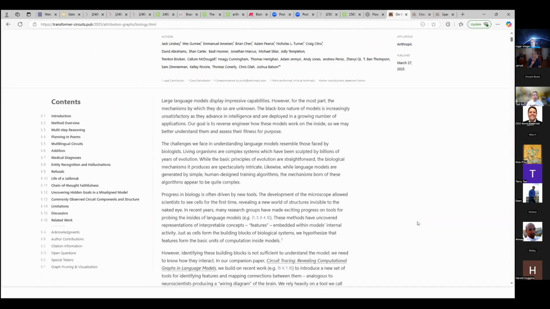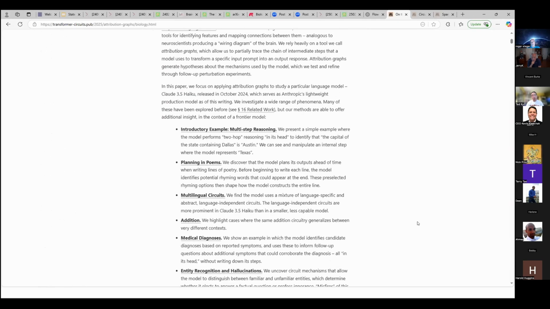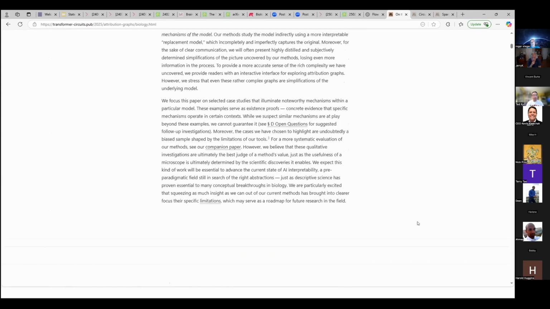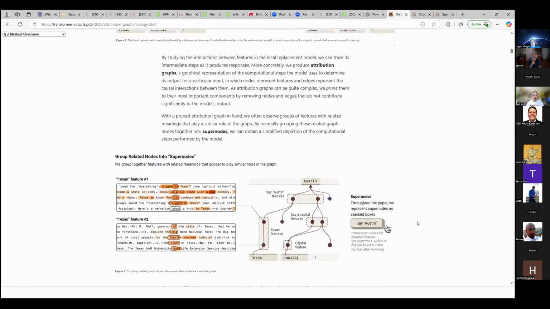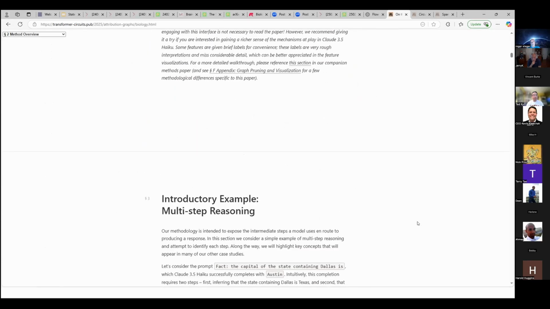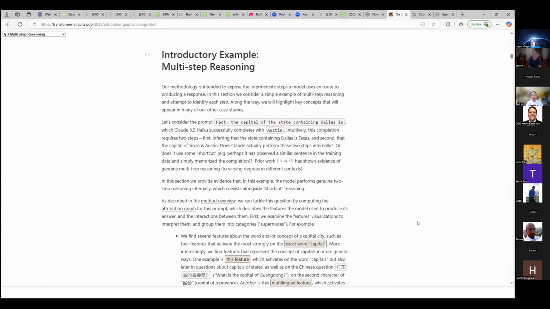Here we are on the web page. I'm going to scroll past a bunch of introductory remarks and a section about the methodology that I just did the whirlwind tour of. So here's our first example. This is a really good example. Multi-step reasoning. So they're going to analyze the following sentence. Fact, colon, the capital of the state containing Dallas is, and then they look to see what's the next token and how does the LLM get Austin, which is the correct answer, as its next predicted token.